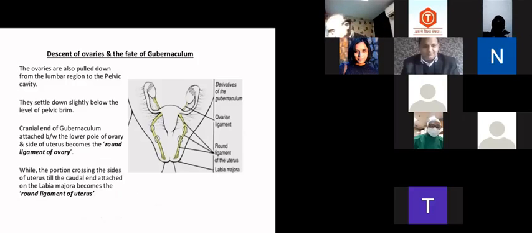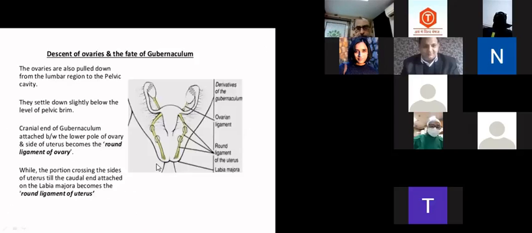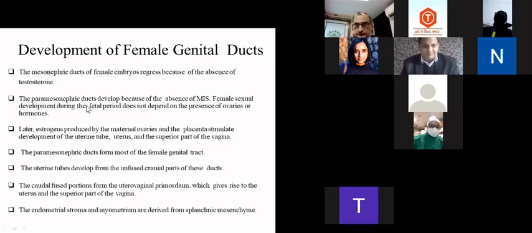They settle down slightly below the level of the pelvic brim, and the gubernaculum helps in the descent of the ovaries, and later on it helps in the formation of two ligaments. That is, in this diagram we can see the ovarian ligament and the round ligament of the uterus. These are the two remaining structures which are derived from the gubernaculum. And the broad ligament is basically a derivative of the peritoneum.